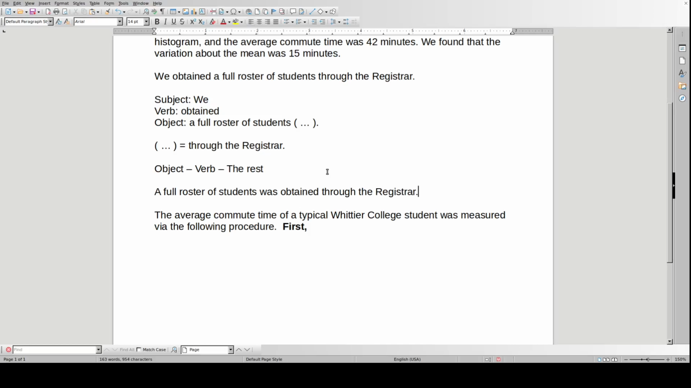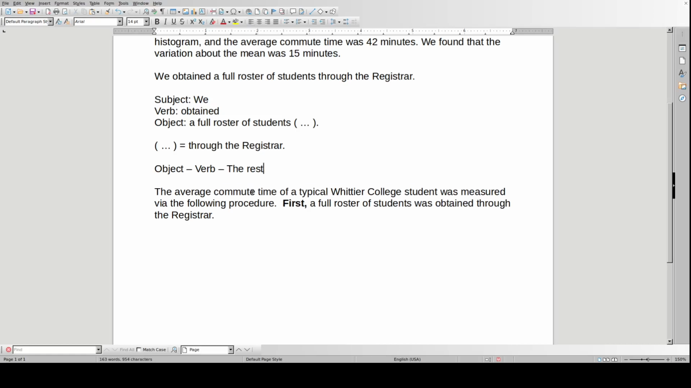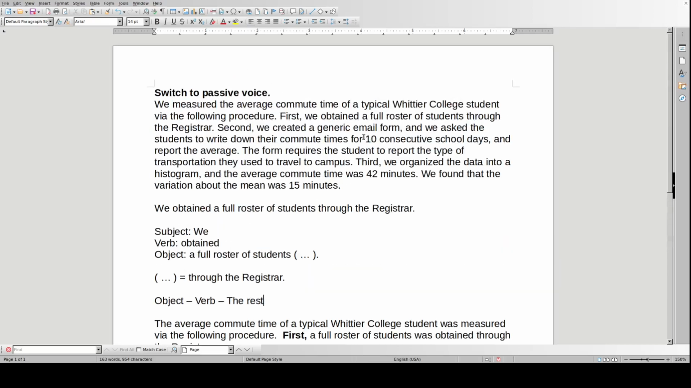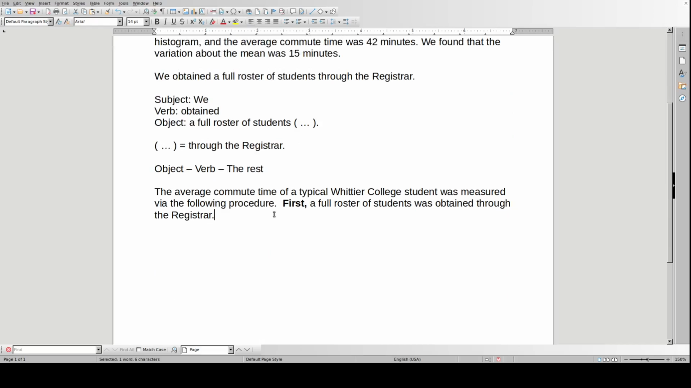The average commute time of a typical Whittier College student was measured via the following procedure. First, a full roster of students was obtained through the registrar. So we're doing good so far, doing well. That's the first procedure placed into the final resulting paragraph that's in passive voice. Let's go to the next sentence, second. So we've completed the first procedure.